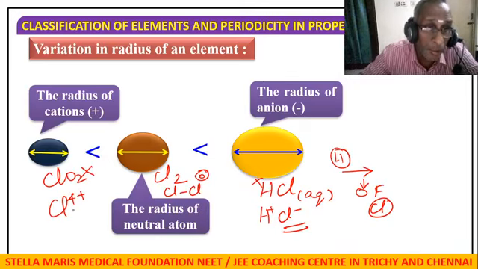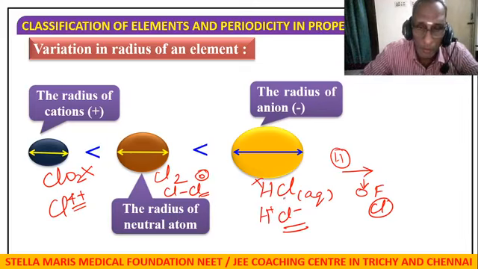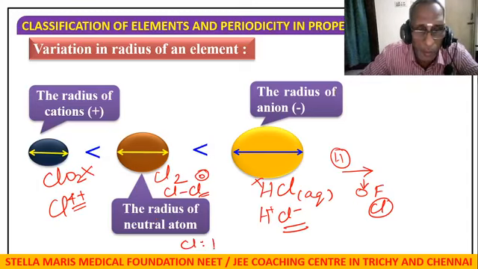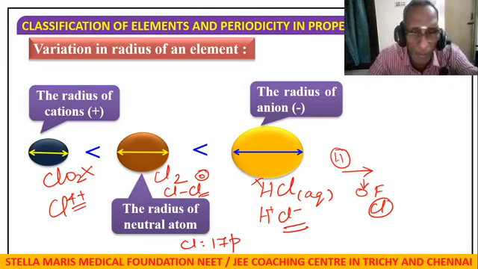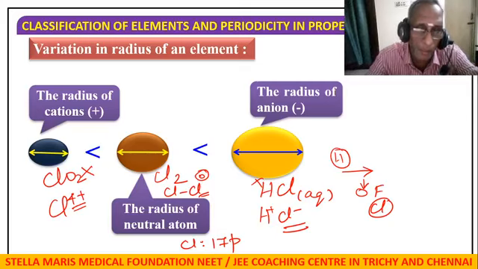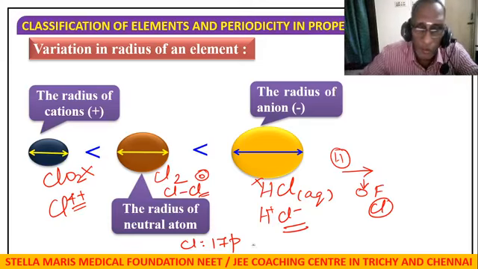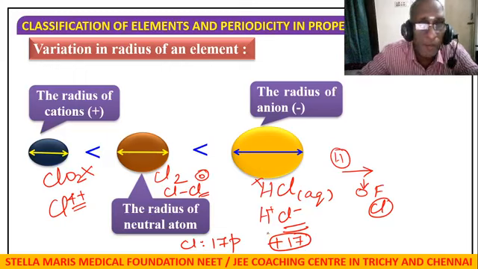But chlorine, if it is a cation, has lost 4 electrons. Neutral has not lost or gained any electron. Chloride anion has gained 1 electron. But in all the cases, chlorine contains only 17 protons. Atomic number is 17, which means the number of protons or number of electrons. In all the cases, nuclear charge is plus 17.